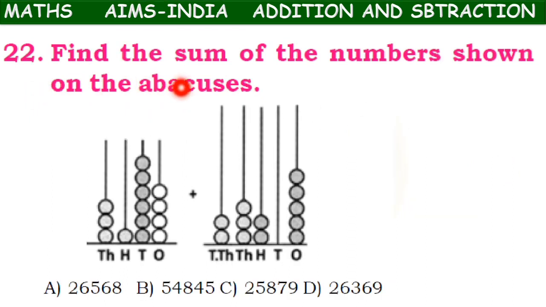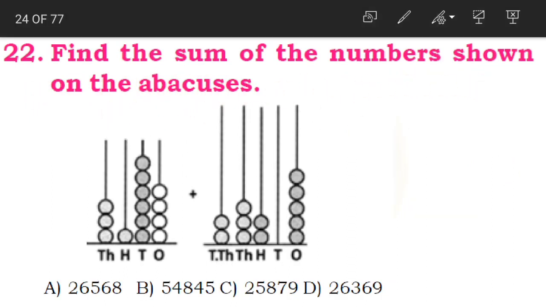Moving on to question number 22. Find the sum of the numbers shown on the abacuses. See children, now this is very easy. Just count the number of balls here. 1, 2, 3, 4. 1, 2, 3, 4, 5, 6. 1 and 3. Now what is this number here? What number is this abacus representing? 3164. 3 is in the thousands place. Yes.